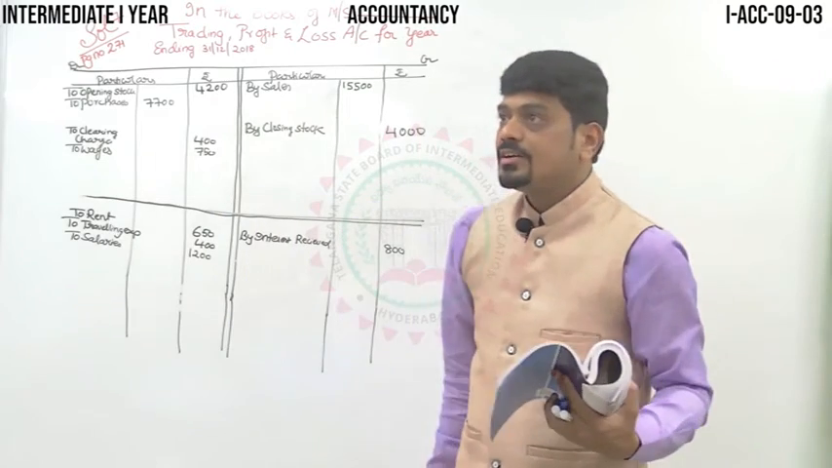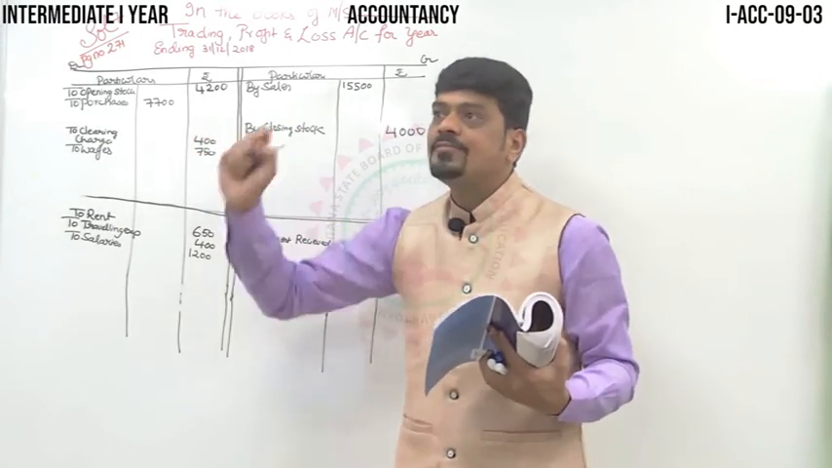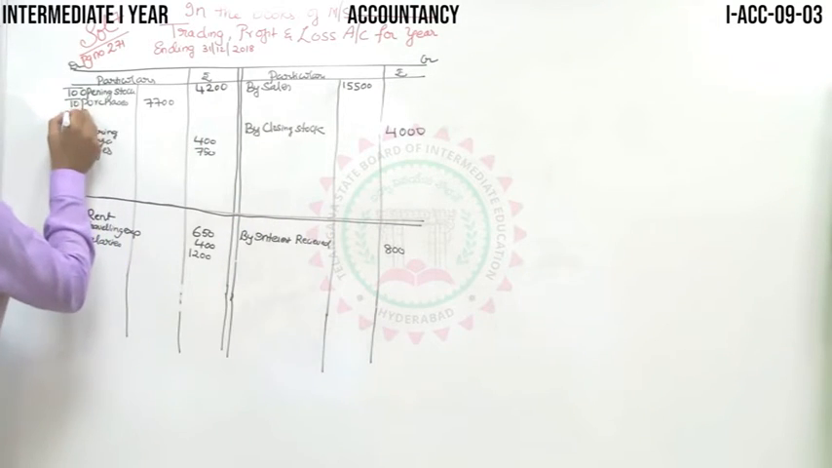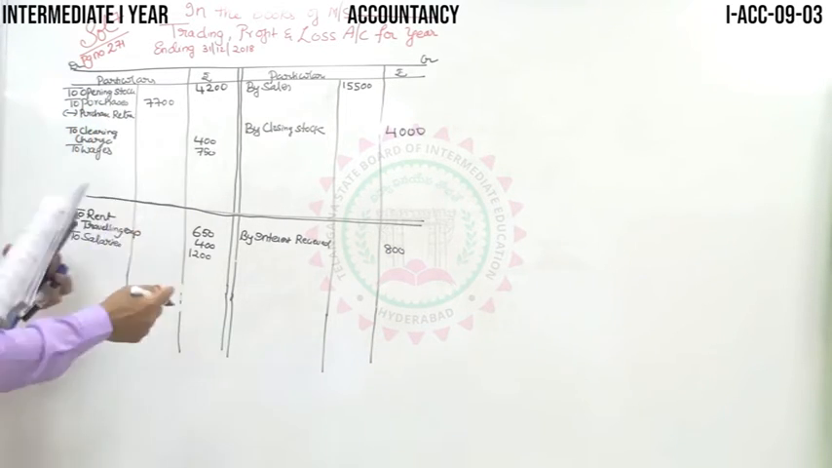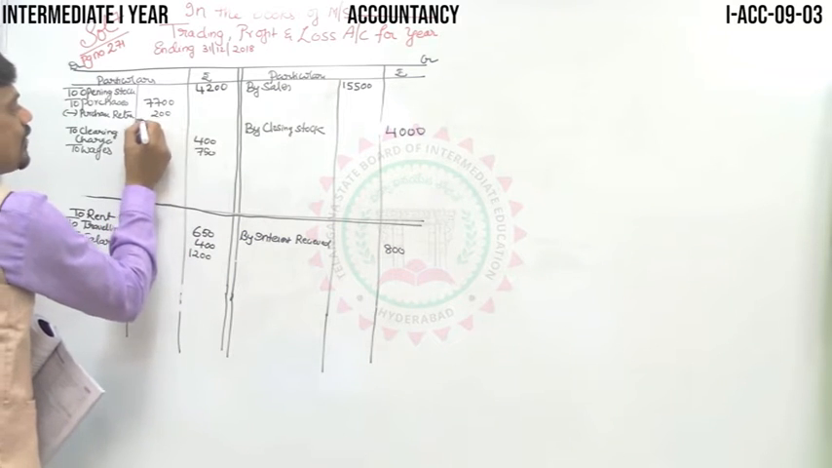Then we are given purchase return. What is the rule of purchase return? It should be subtracted from purchases. So we'll go to trading account, purchase, below that minus purchase return. And the amount of purchase return is 200. We'll draw one line.